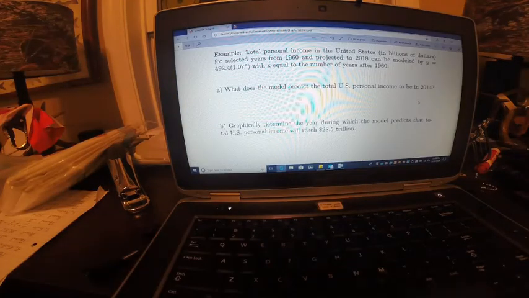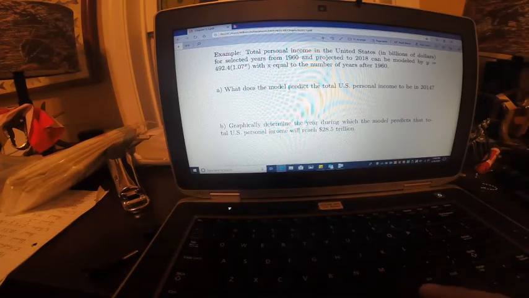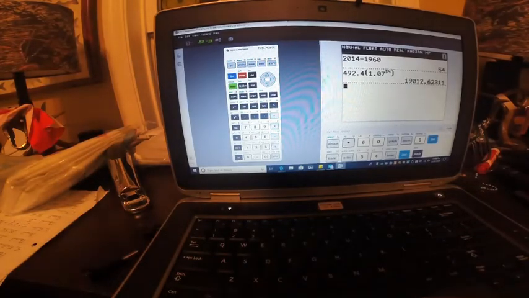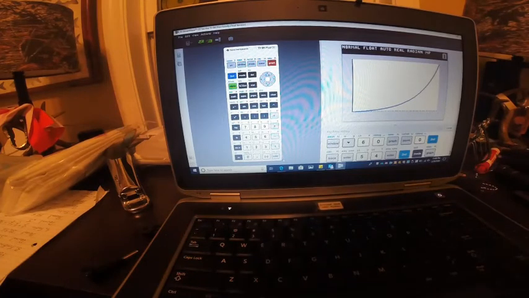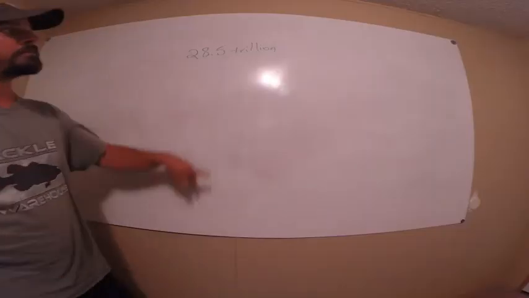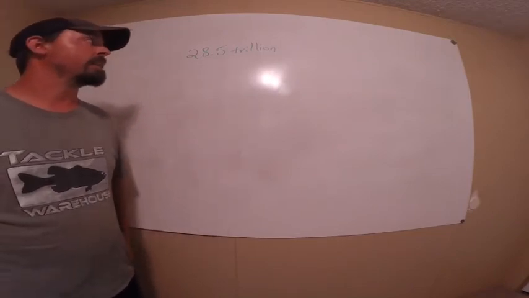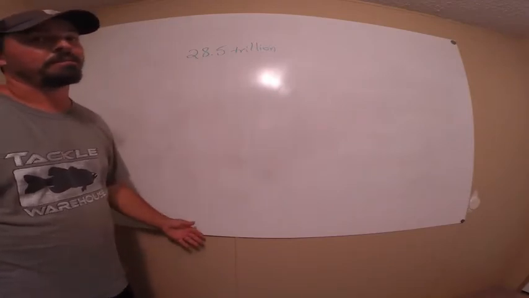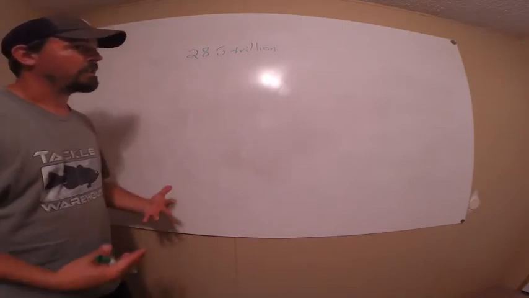So part B says graphically determine the year during which the model predicts total U.S. personal income will reach 28.5 trillion. Okay, if I come over here to my calculator, I hit graph. I've got the graph here. Pause it. Alright, I interrupt this problem to remind you that this problem is in billions of dollars, and it asks us to find when we'll hit $28.5 trillion. Billion, trillion, not the same thing.